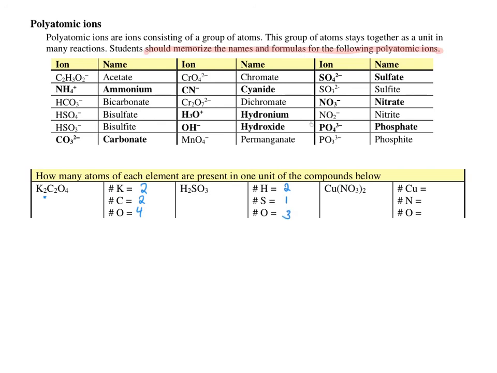This subscript 2 tells us we have 2 of everything that's inside these parentheses. So we have 2 nitrate ions in addition to 1 copper. So in terms of overall numbers of each atom, we have 1 copper, 2 nitrates, that means we have 2 nitrogen atoms, and we have 2 times 3, or 6 oxygen atoms.